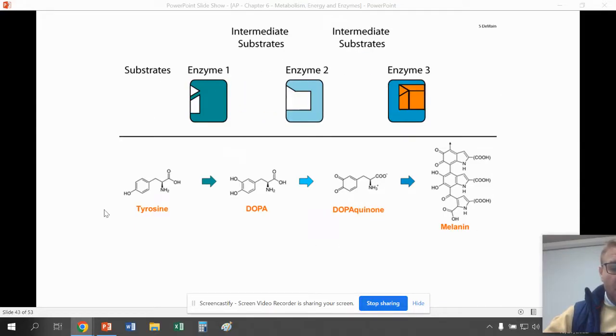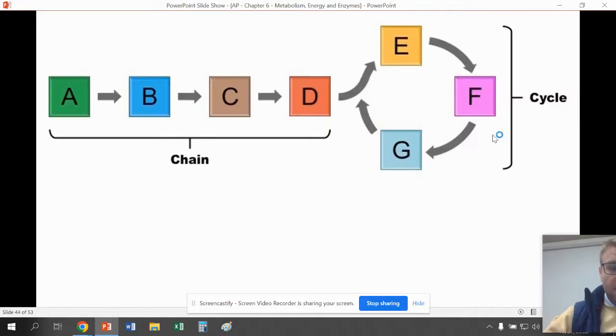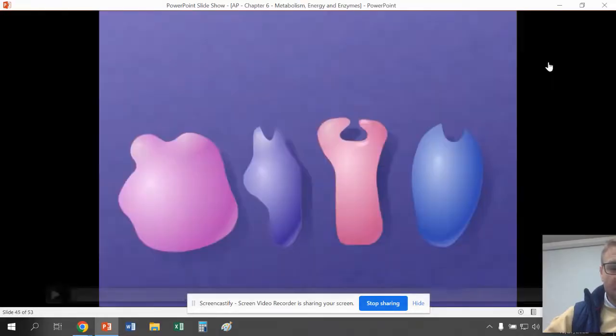Here's another way of looking at it. You can see each of these enzymes here is going to change this tyrosine into melanin. The difference between an enzyme pathway and an enzyme cycle is there's really no endpoint for this cycle. You can see it's going to go around and around. This is going to set us up for the next chapter, which is going to be on photosynthesis and cellular respiration.